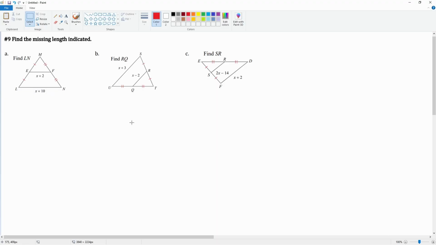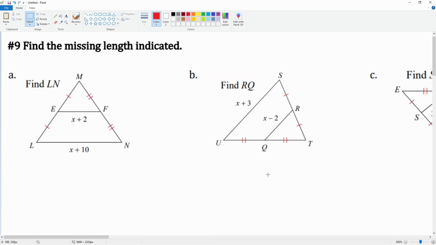All right, number 9, you're finding the missing link indicated here. Here's something very interesting about these numbers. Do you see here how this is congruent to this? That means this is the midpoint. Same thing here. If this is congruent to this, F is also the midpoint. Ooh, that's very interesting. So that means this is the base and this is the mid segment.